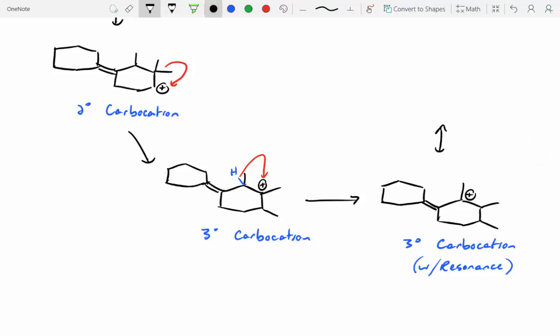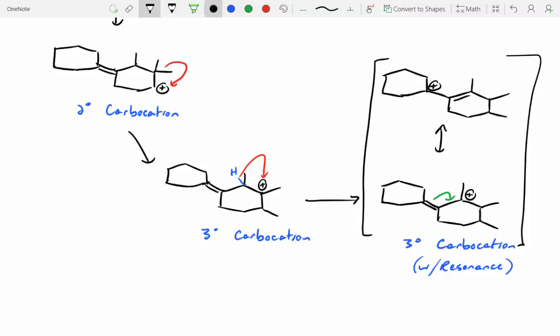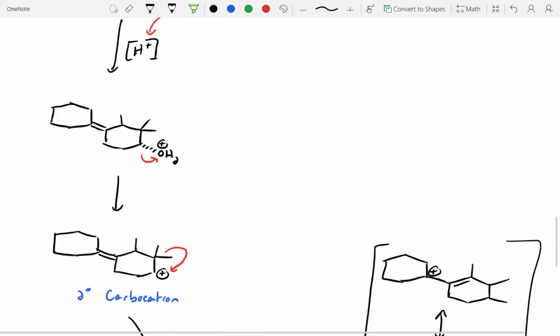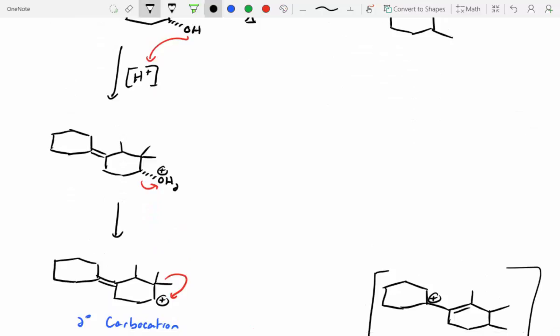Okay, so now what we can do is we can say, hey, we can draw the resonance structure. And if we do this, this pi bond can move up into this ring, which leaves this carbon as the tertiary carbon. And let's just put a box around it, or brackets, I should say, to clearly designate that these are resonance structures, not reactions. Okay, so now we're on our way. If we look at our final product, we need a double bond down in this position, so we've got to form a pi bond there. So let's show that. This is going to be a long arrow.